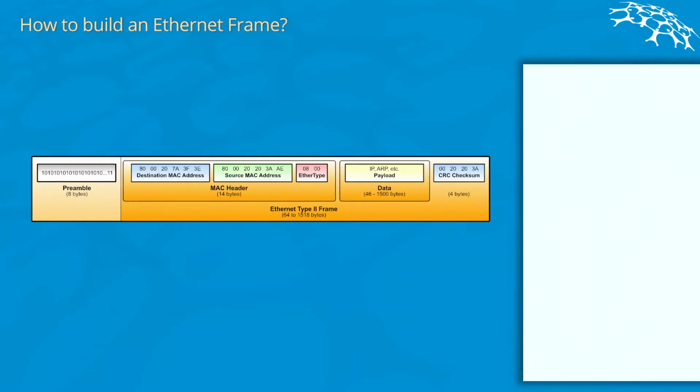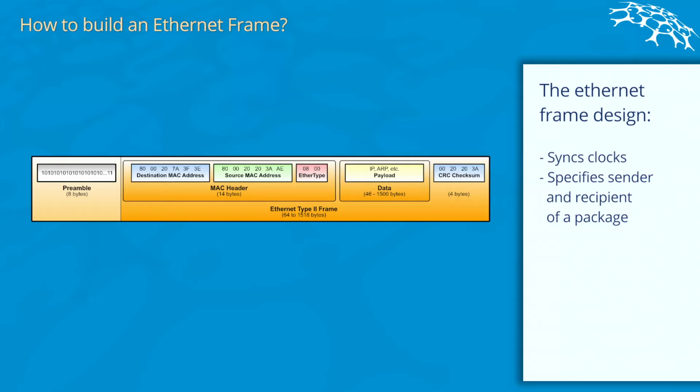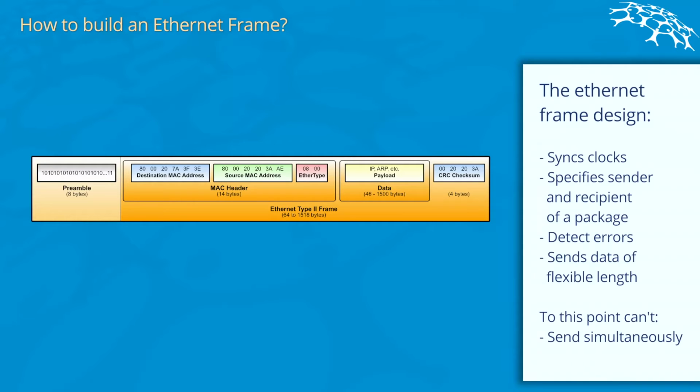So to sum this up, the Ethernet frame design was created to synchronize the clocks of different devices on the network. It was also designed so that the sender and the recipient of the data can identify themselves, and data frames can be sent to specific network interfaces on the network. It can also detect some errors, and it can send a flexible length of data, though a minimum length of 46 bytes is required. One thing that we did not talk about is that this design cannot on its own fight the problem of two devices sending data simultaneously. But we will come to this in the fourth video of this MOOC.